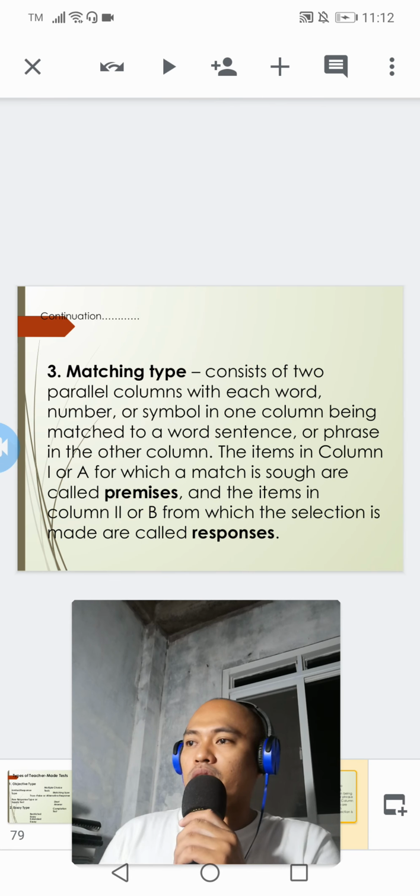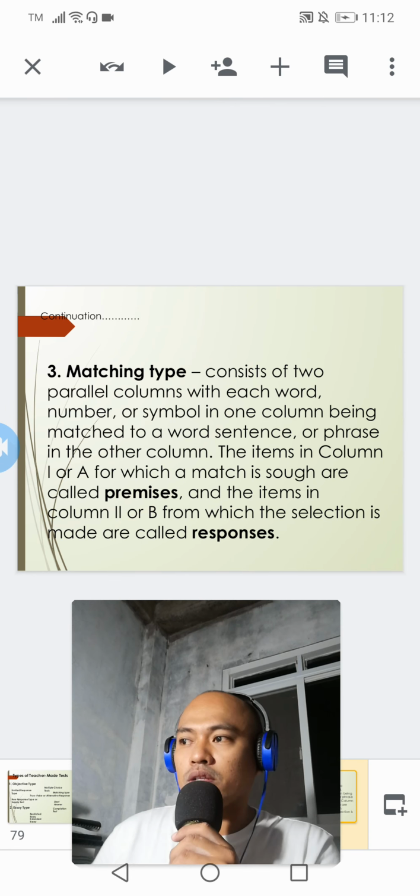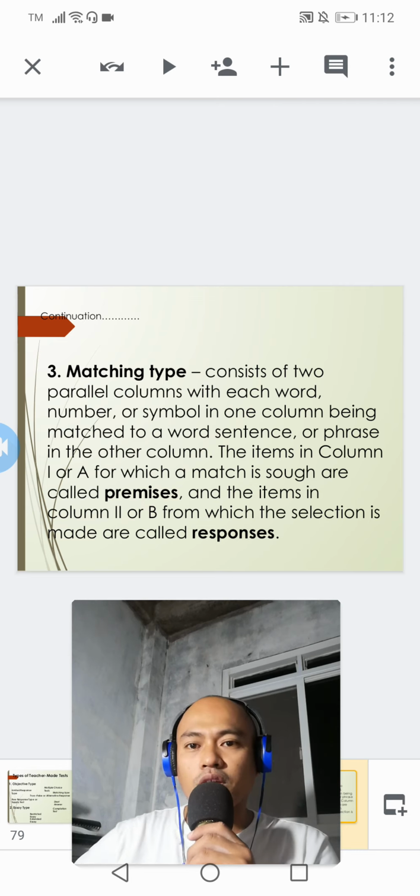For the third type of the limited response in the objective type of test, it is the matching type.